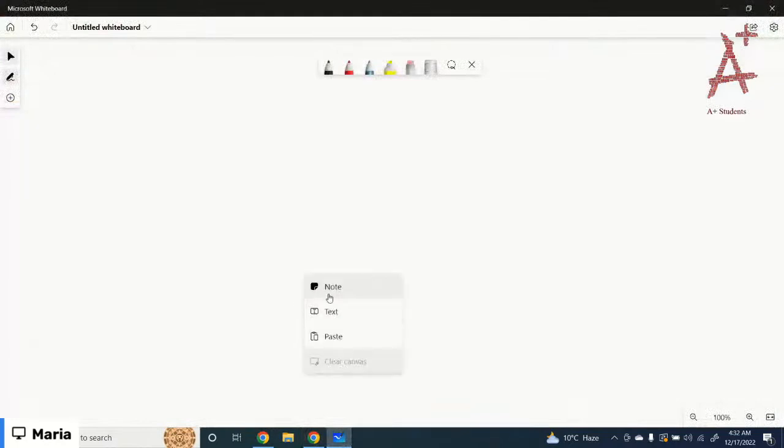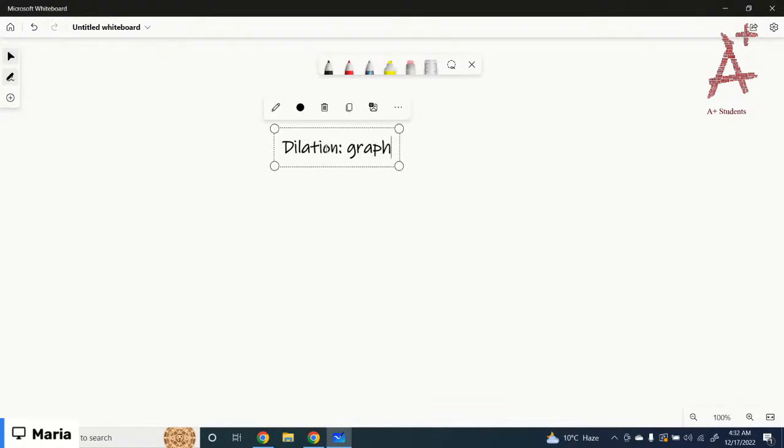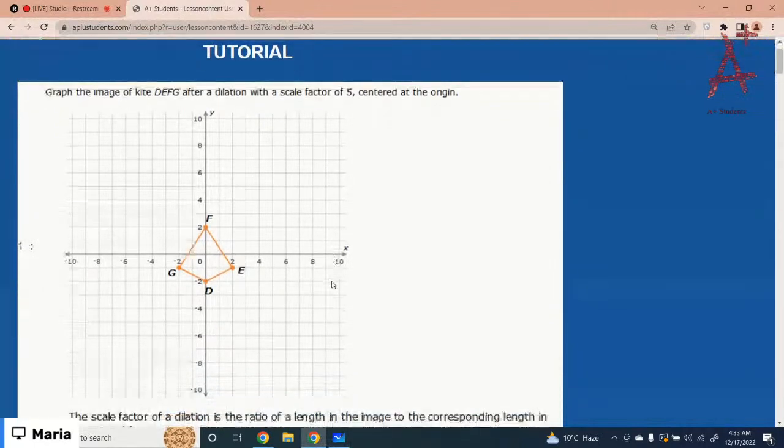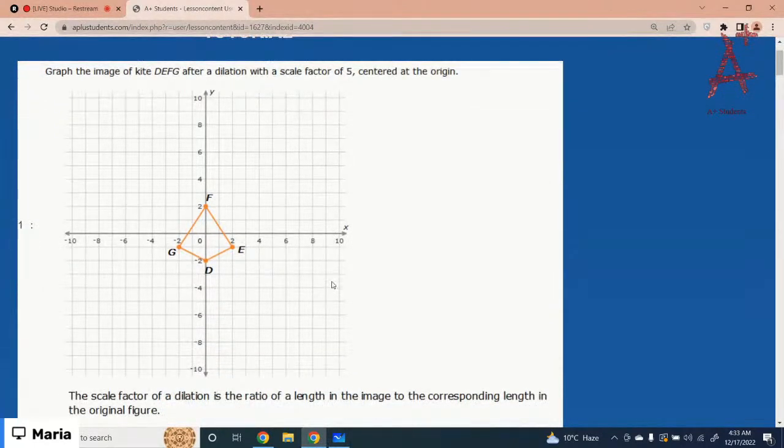Let me write down the lesson name. Okay, graph the image of kite DEFG after a dilation of scale factor 5 centered at the origin. You have to scale the image, you have to dilate after a dilation with a scale factor of 5.